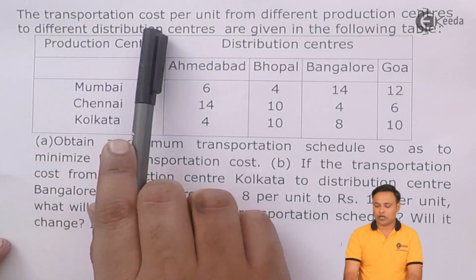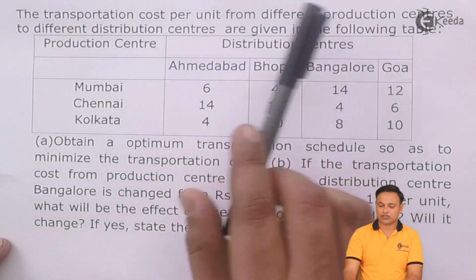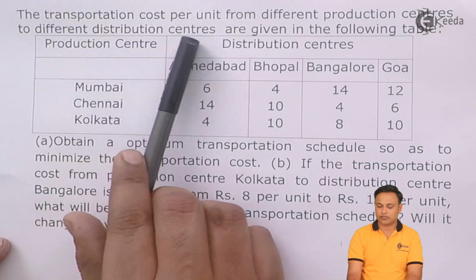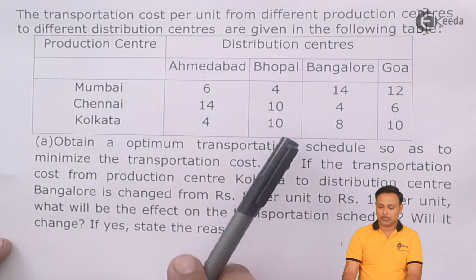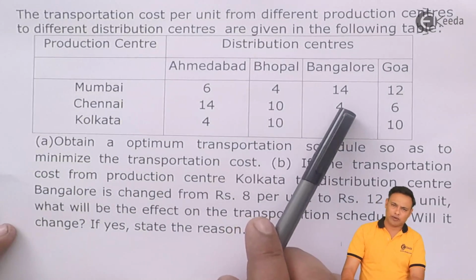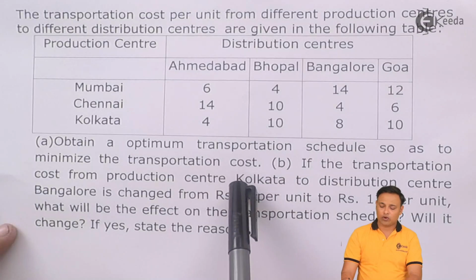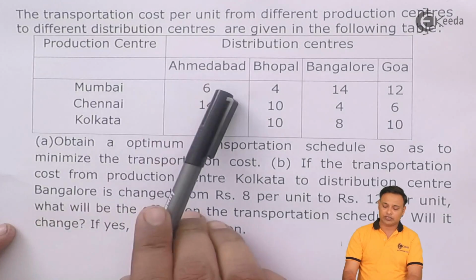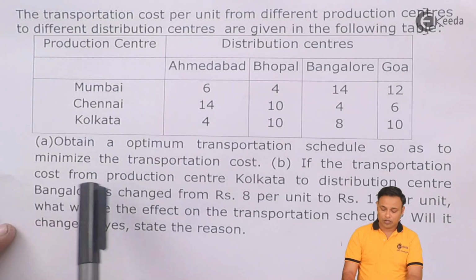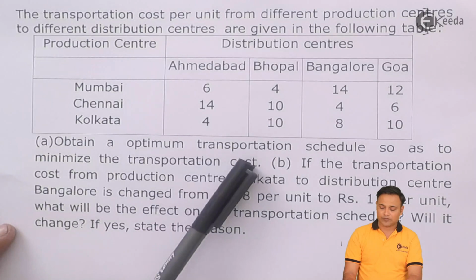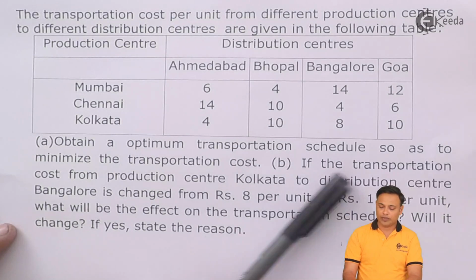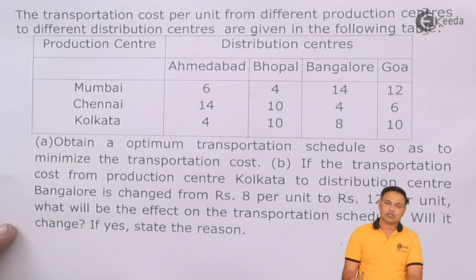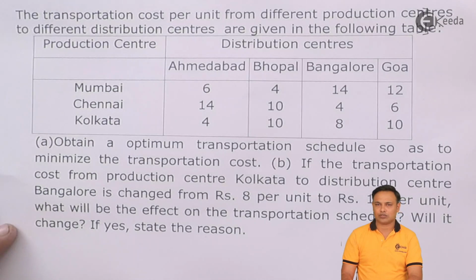The transportation cost per unit from different centers to different distribution centers are given in the following table. So here we have the second page of the problem where they have specified the cost of transportation from each production center to each distribution center. Obtain an optimum transportation schedule so as to minimize the transportation cost. So our first and foremost objective is to optimize the solution.